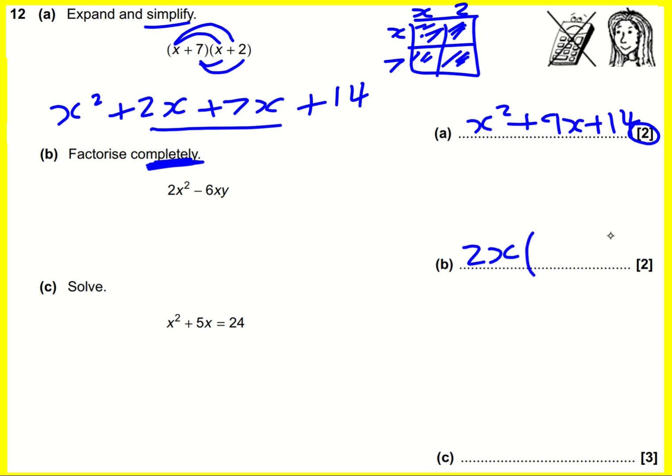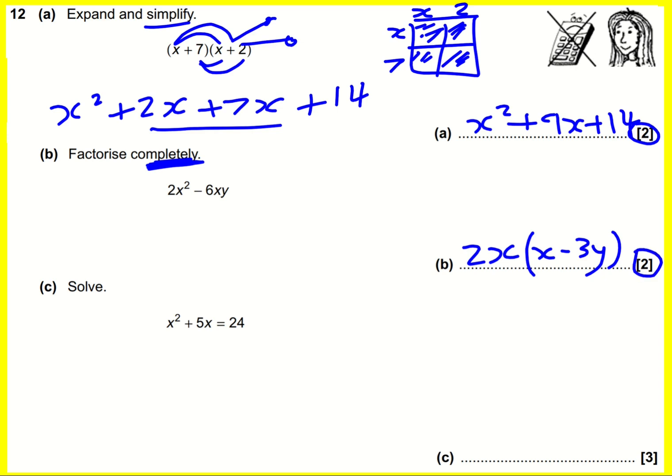Right, we take our 2x out, and then we think, what do I need to multiply my 2x by to give 2x squared? X. And then what do I need to multiply 2x by to give minus 6y minus 3y? So that will all work, and you can check it. You can sort of think, yeah, I'm going to do crab claws. I missed the crab up here, sorry. Anyway, that's how we do it.